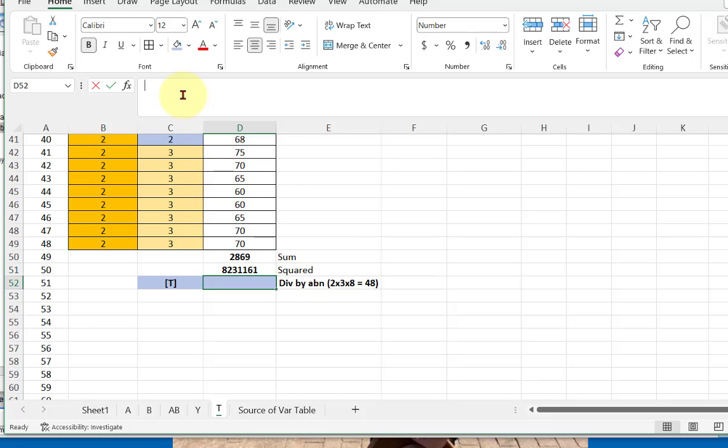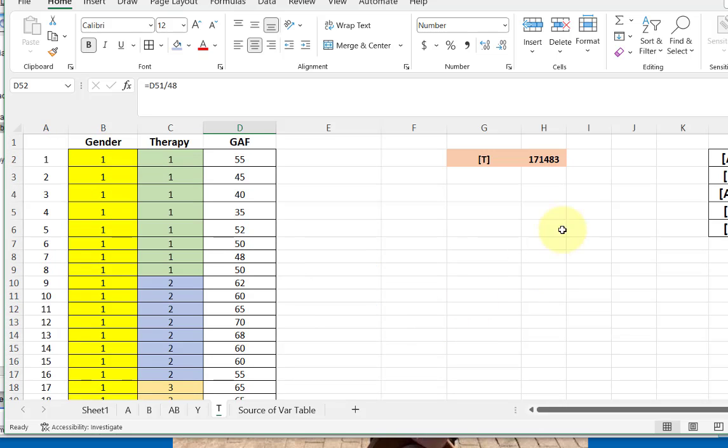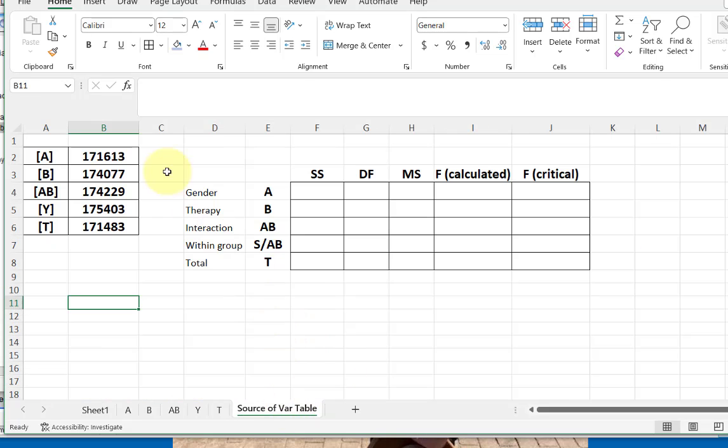So click the cell, equals that number divided by 48. That's a 4 and an 8, equals, boom. Alright, that's our T score. T, good to go. So now, source of variance table. Got all my bracket terms.